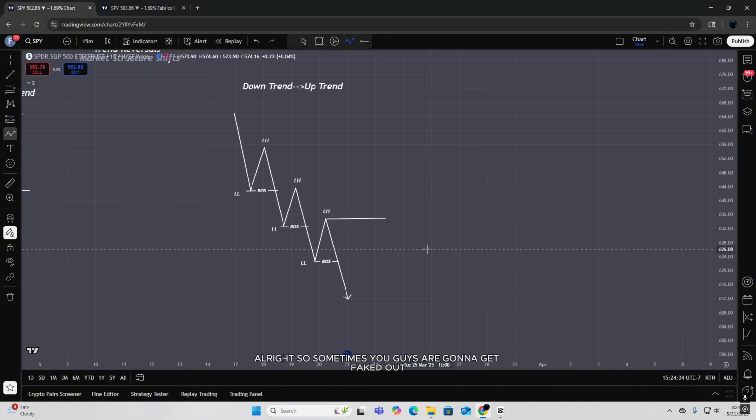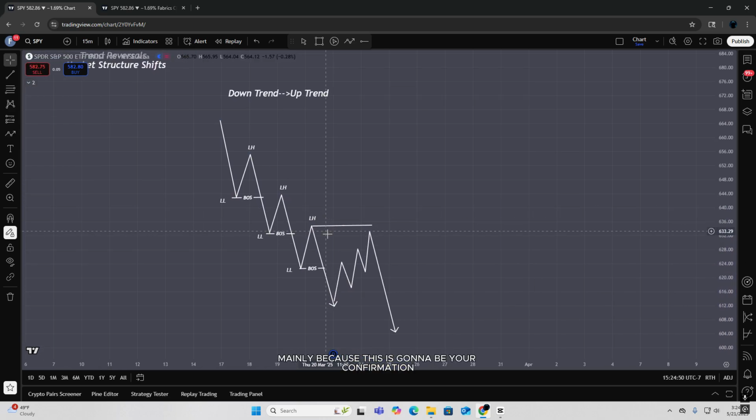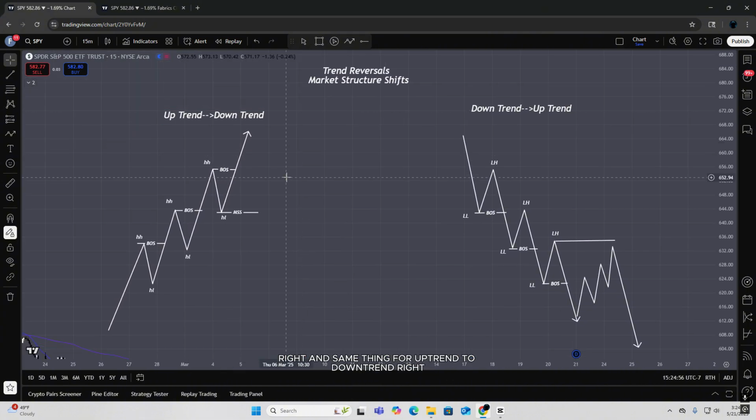higher highs, higher lows. All right, so sometimes you guys are going to get faked out. Sometimes you're going to have moves like this where we come up, we stop making the lower lows, but we're just slowly coming up. But we don't have the market structure shift valid. That's because we might actually end up continuing lower. This is going to be your confirmation that we actually might see the downtrend to the uptrend.